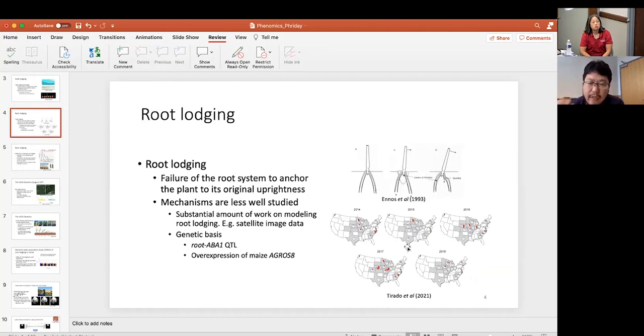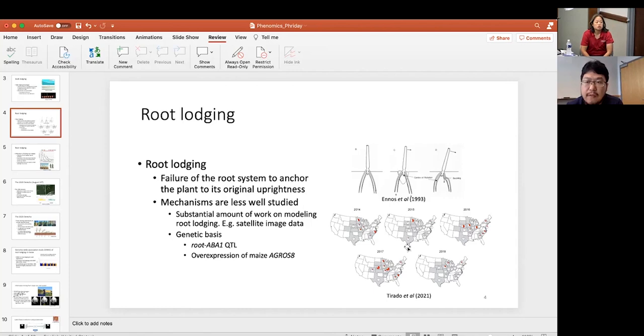So they planted the same set of maize hybrids over multiple years, and they scored for root lodging, stalk lodging, yield for many years. So that gave us the opportunity to see how root lodging varies from year to year or environment to environment.